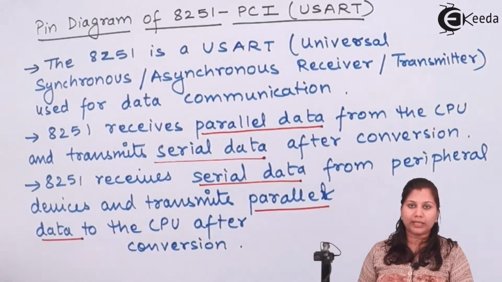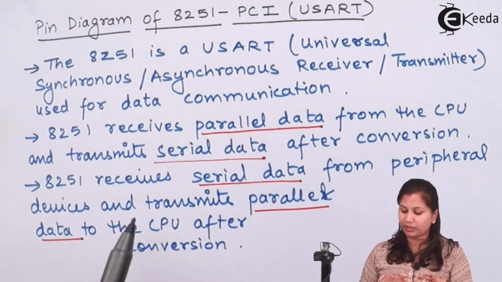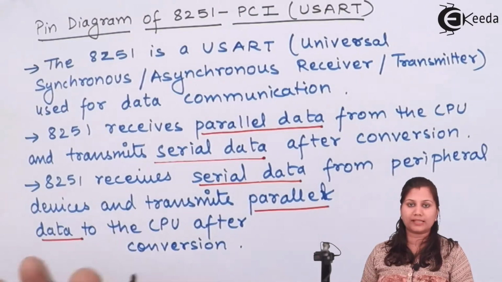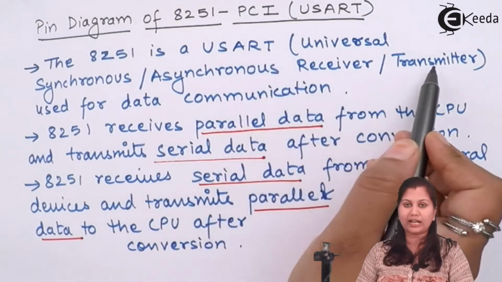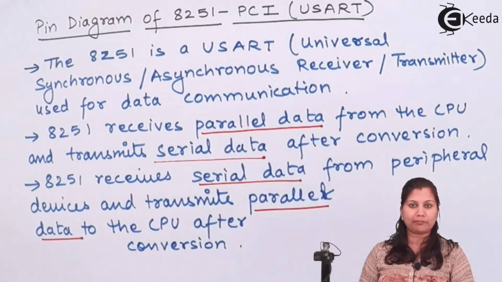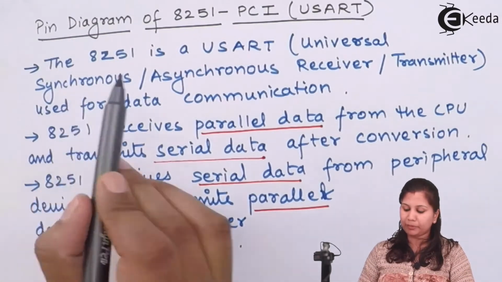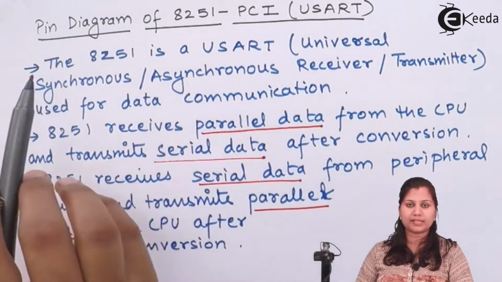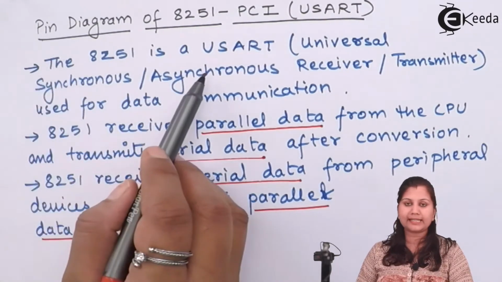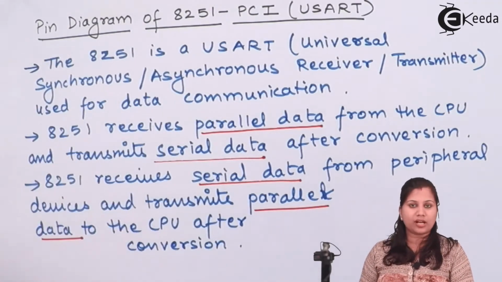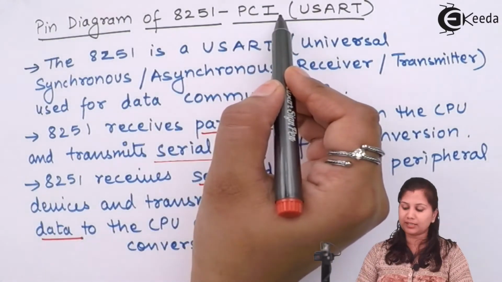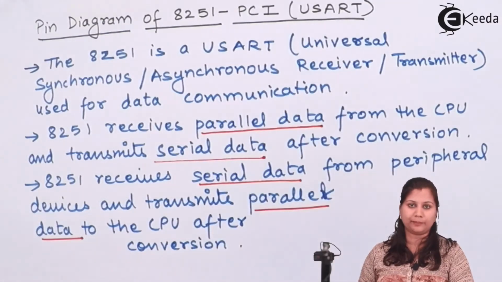So it can perform both types of conversions, and it is working as a receiver and as a transmitter. It is a receiver and transmitter universally accepted by all the users, and it performs both synchronous data transmission and asynchronous data transmission. So this is just a general introduction of the 8251 Programmable Communication Interface, also known as USART. In this video, we will study the pin diagram.